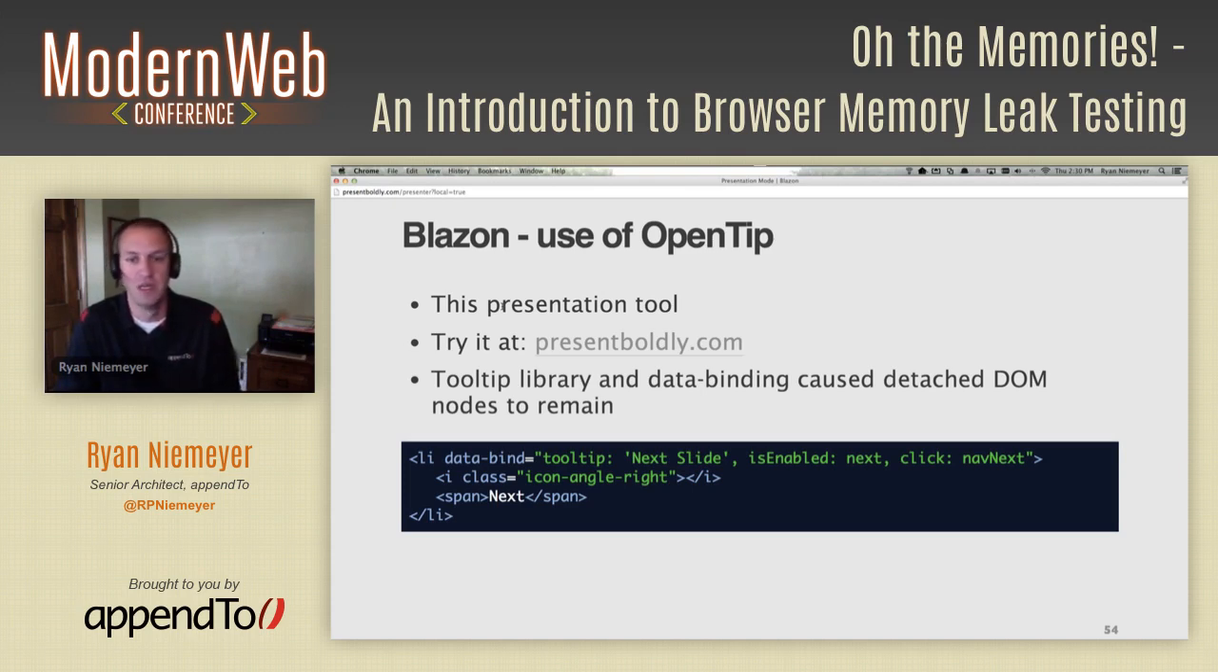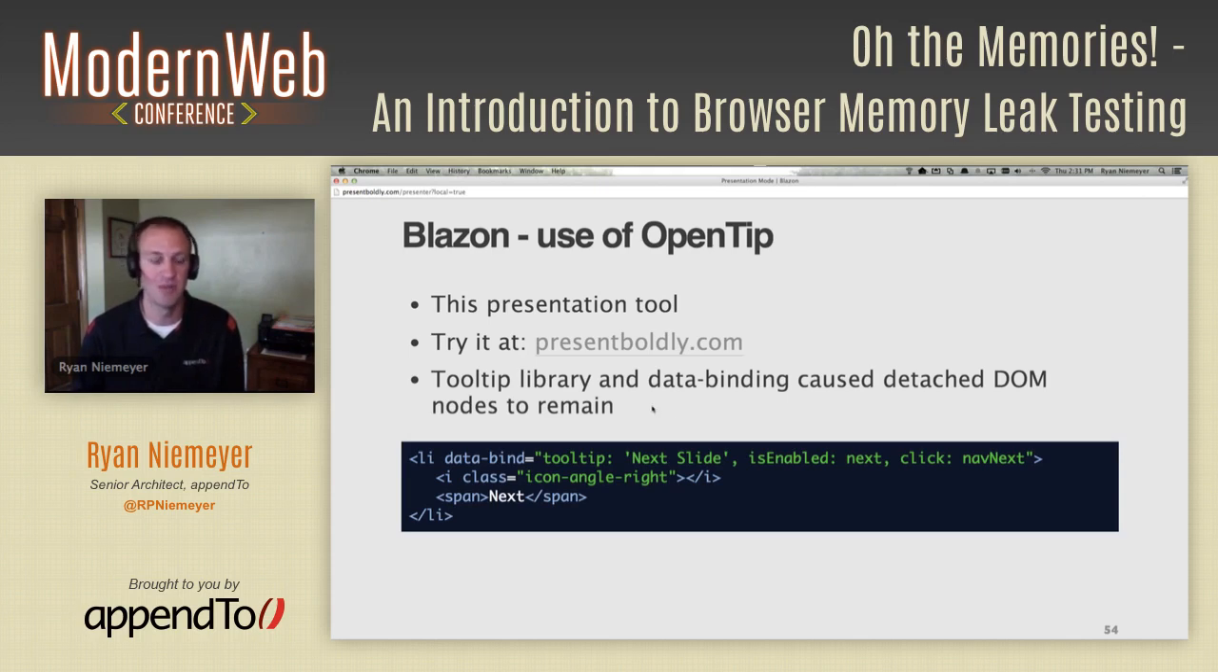It's a great tool. A while back, we found a bunch of DOM nodes were leaking in Blazon. And what it came down to was a tooltip library we were using called OpenTip. And we were data binding against OpenTip, say tooltip, next slide. There's a bunch of tooltips in Blazon, so any iconic button that you have on the screen, you can hover over it, see that great tooltip.